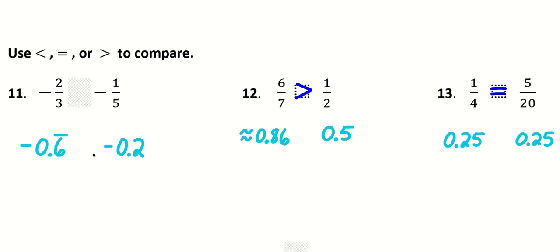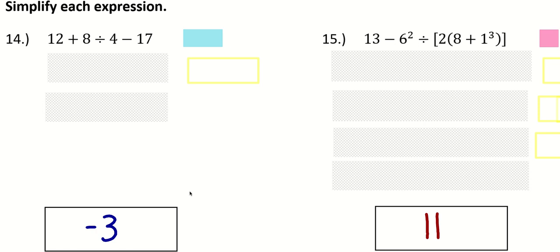And then here you just got to remember that the bigger the negative, the smaller it is. Because the more you go into negative land, the more you go left on a number line, the smaller you get. So this one's more negative, so it's smaller, and that makes, by default, this one bigger. So -2/3 is less than -1/5. Again, negatives kind of turn the tables in that way.